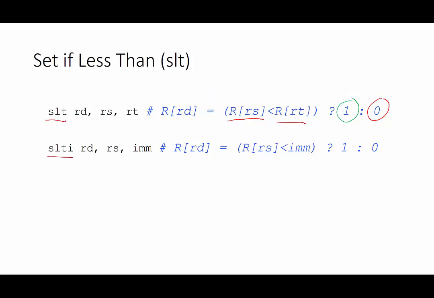The I-type version of the instruction compares the contents of RS with an immediate value instead. If the contents of RS are less than the selected immediate, then we store 1 into the contents of RD. If the contents of RS are greater than the immediate, then we set the value of RD to 0.